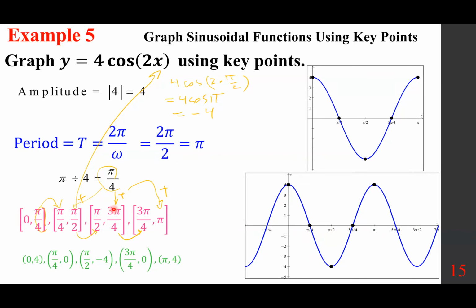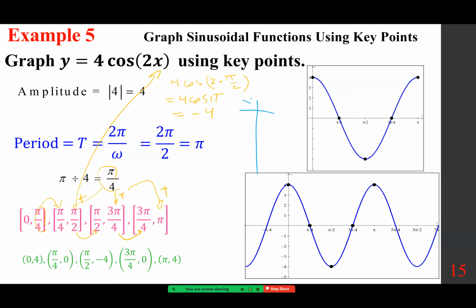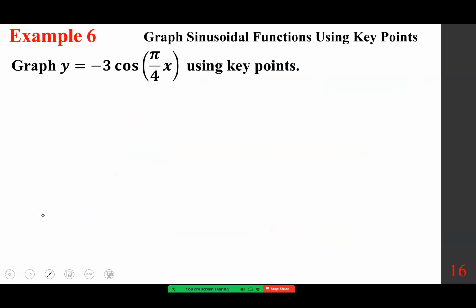By the way, if it makes it easier for you, you can put this x and y and start writing 0, pi over 4, pi over 2, the rest of them, and then plug it into this and write either way. So those are the pairs that you have to evaluate.